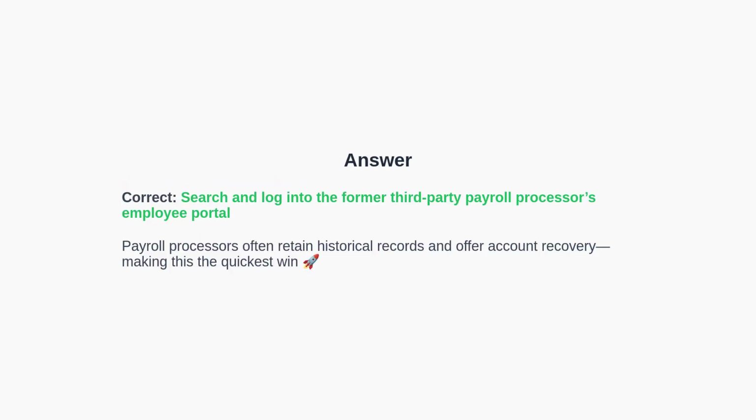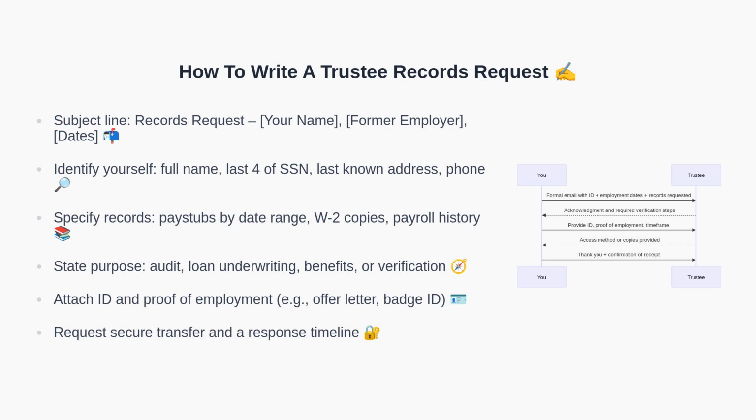The correct answer is to search and log in to the former third-party payroll processor's employee portal. These providers often retain historical records for a period and support account recovery, making this the fastest path compared to court-driven options. When writing to the trustee, use a clear subject line containing your name, former employer, and coverage dates.